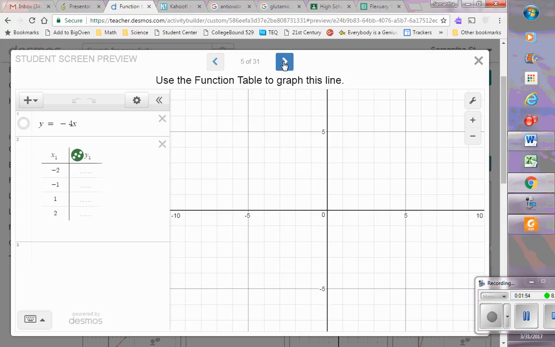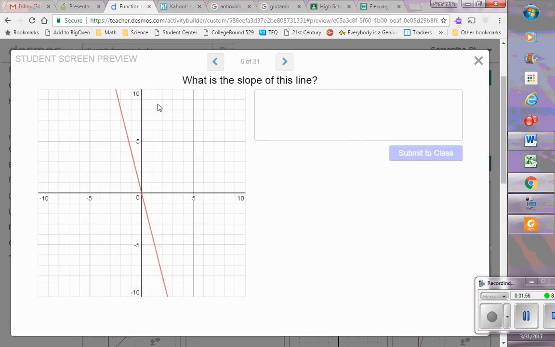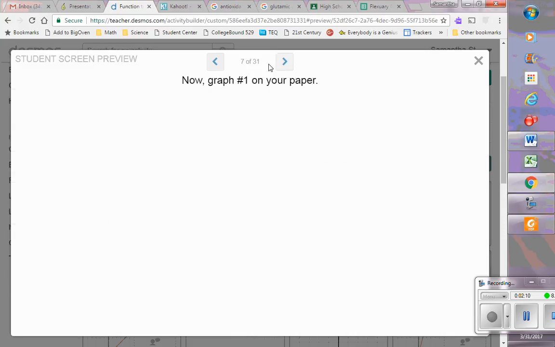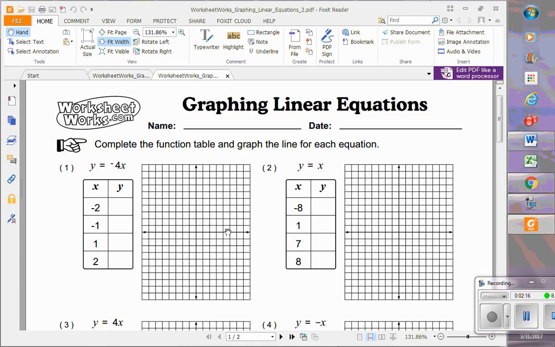Then they were prompted, this is the line y equals negative 4x, and prompted to know how to count the slope and to see that the slope is negative 4, making the connection between the slope of the line and the equation. So then they would graph this on their paper, going through the motions of that.